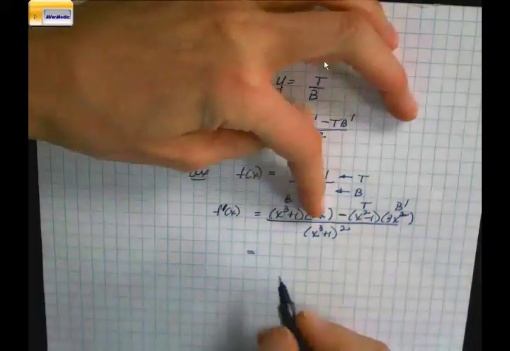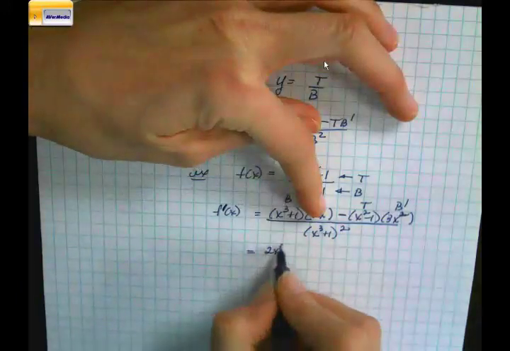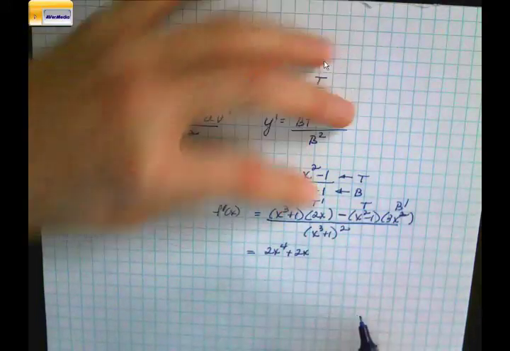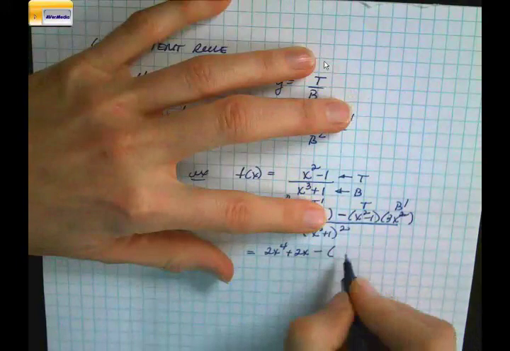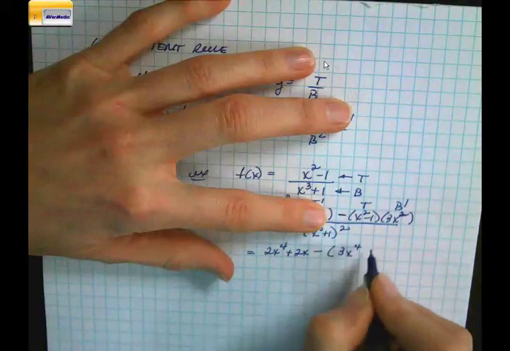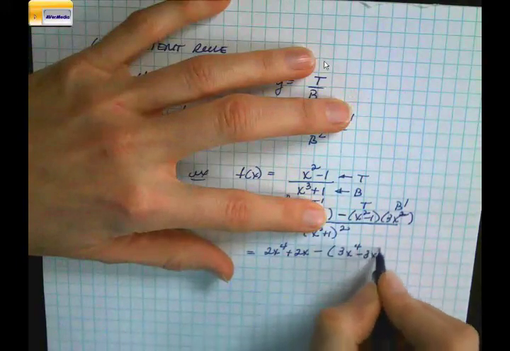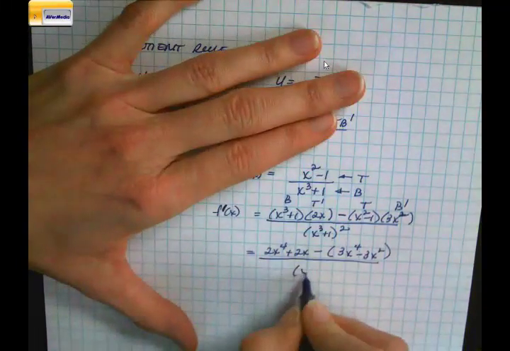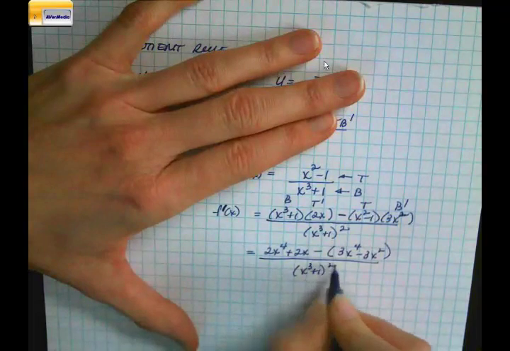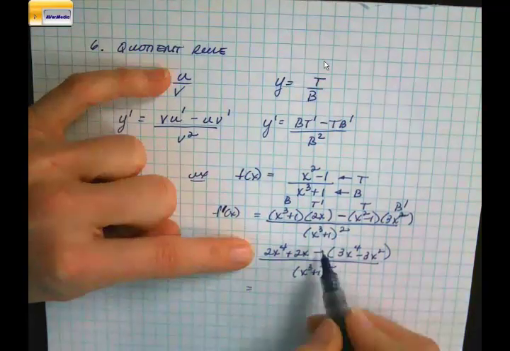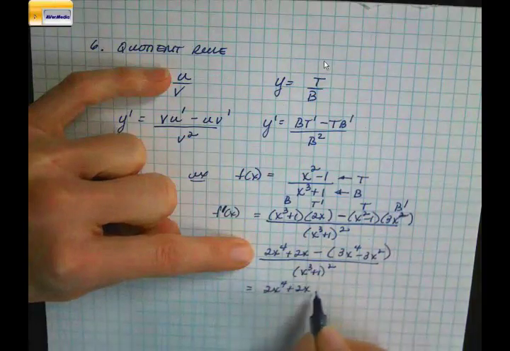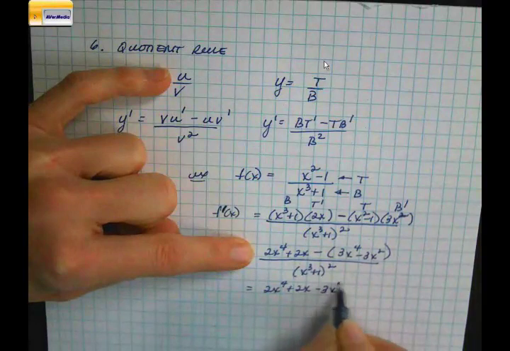So to clean it up, I'm going to distribute the 2x. So 2x times x cubed is 2x to the 4th. 2x times a positive 1 is a positive 2x. Minus 3x squared times x squared is 3x to the 4th, and 3x squared times a minus 1 is minus 3x squared. So this is now, when you distribute this minus sign, 2x to the 4th plus 2x, minus 3x to the 4th plus 3x squared.